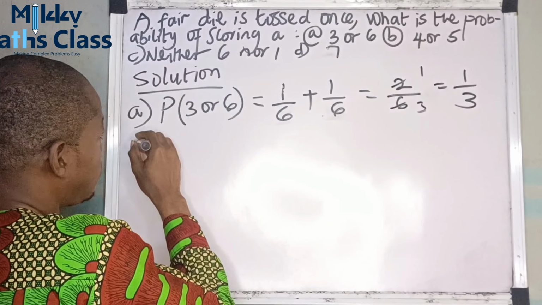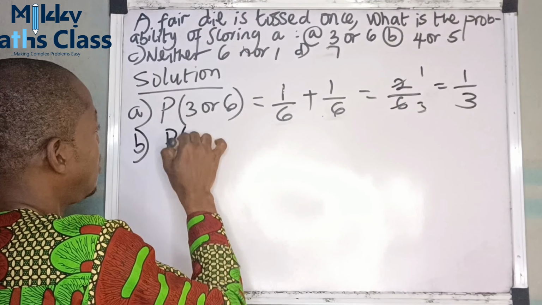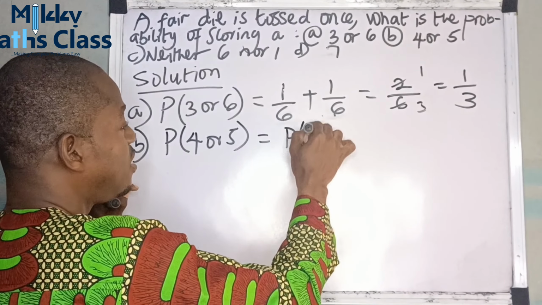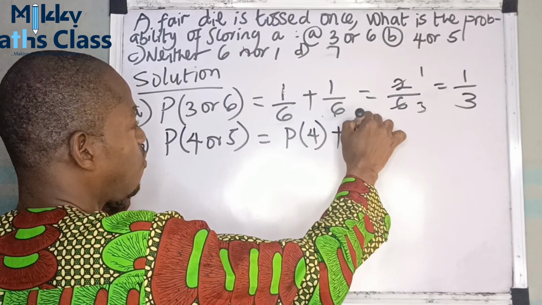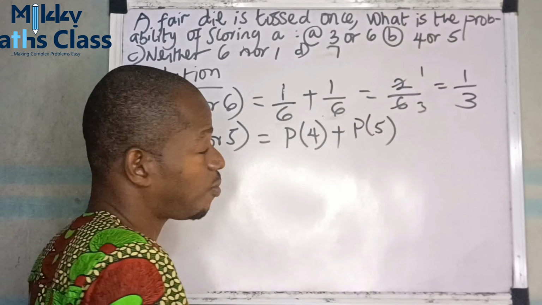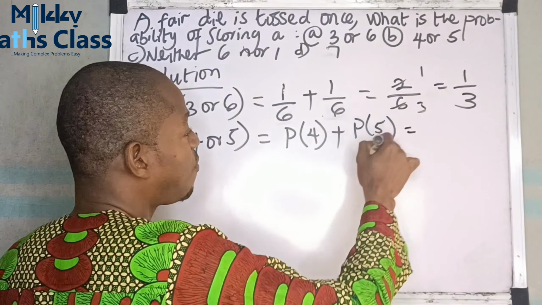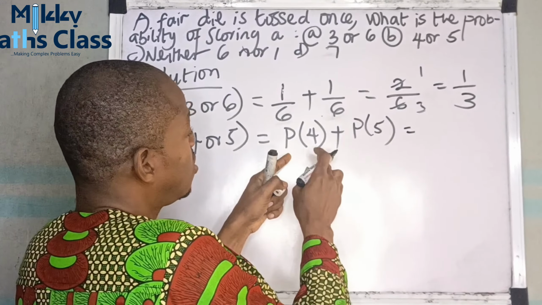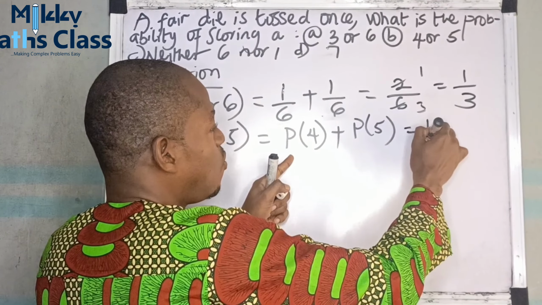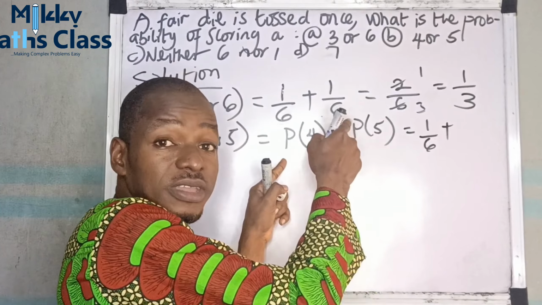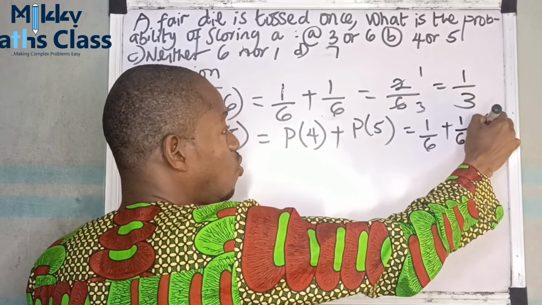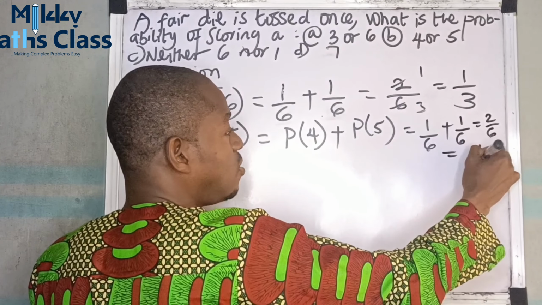The second one, the probability of obtaining a 4 or 5, is the same thing as the probability of obtaining a 4 plus the probability of obtaining a 5. Mutually exclusive event, I told you that's addition of probability. It's different from independent events. Let's look at this one. The probability of obtaining a 4 is 1 over 6, plus the probability of obtaining a 5, because there's only one 5, is 1 over 6, which is equal to 2 over 6, which will give us 1 over 3.